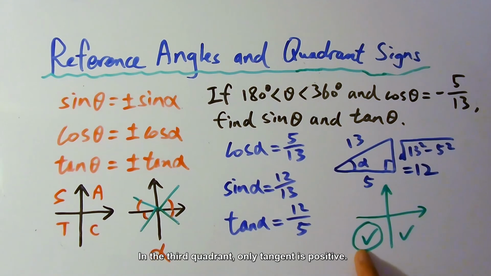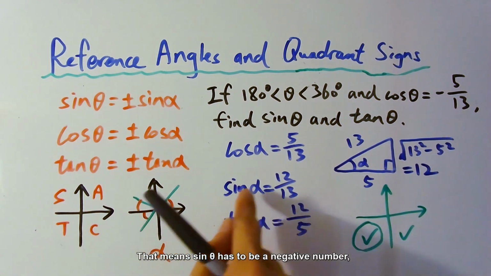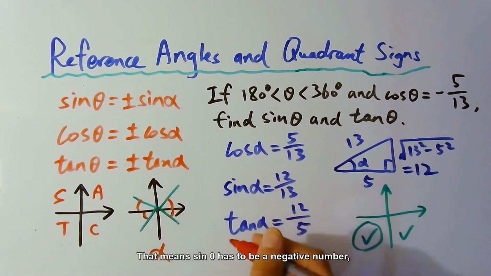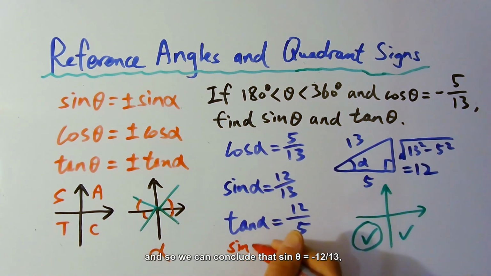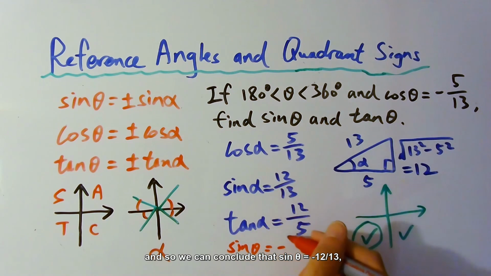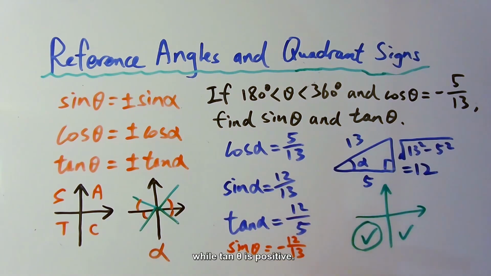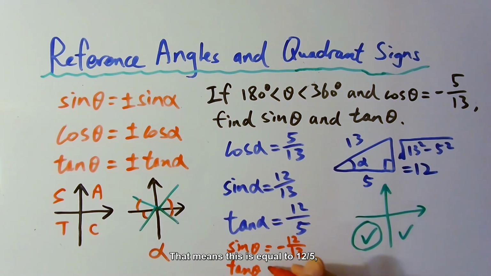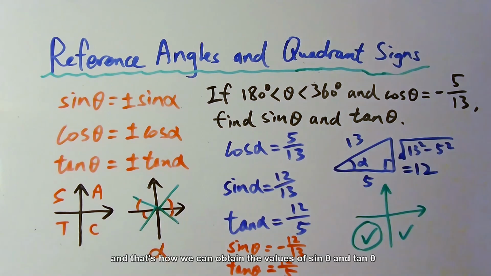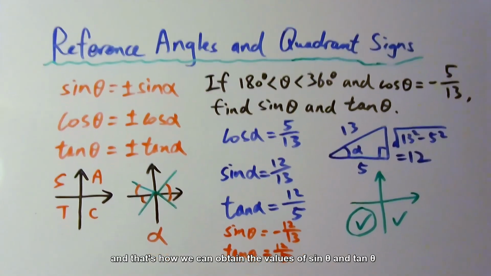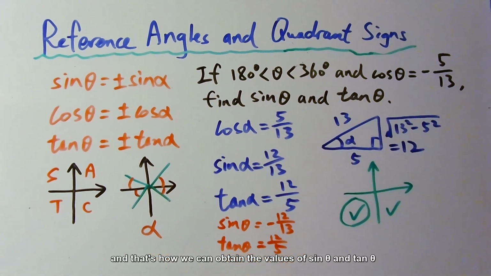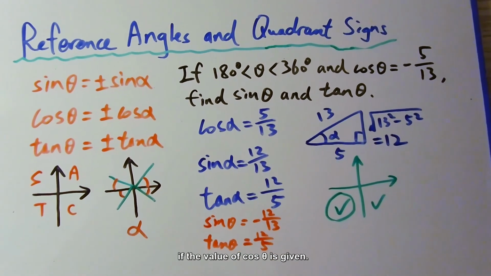In the third quadrant, only tangent is positive. That means sine theta has to be a negative number, and so we can conclude that sine theta is minus 12 over 13, while tangent theta is positive, that means this is equal to 12 over 5. And that's how we can obtain the values of sine theta and tangent theta if the value of cosine theta is given.